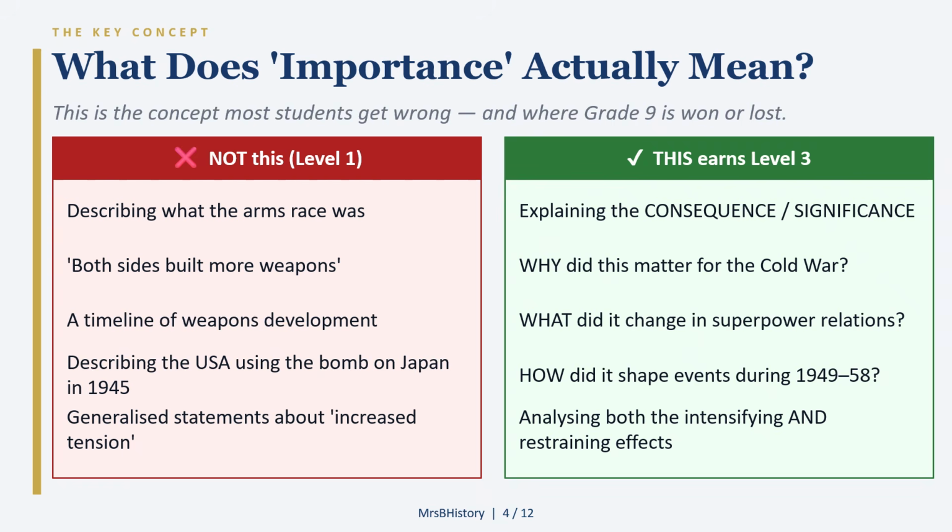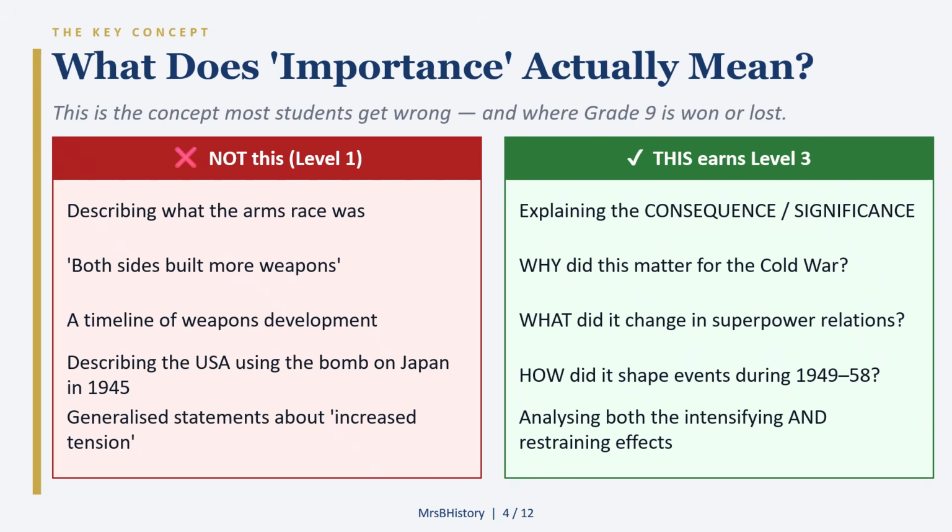So this is the concept that most students misunderstand, and it's where grade 9 is genuinely won or lost. So let me tell you what this question is not asking for first. It's not asking you to describe what the arms race was. It's not asking for a chronological list of weapon developments. It's not asking you to tell the story of the Cold War. And critically, it's not asking you to describe the USA's use of the atomic bomb on Japan in 1945. That's outside the date range, and the examiner's report flags it as one of the most common errors.